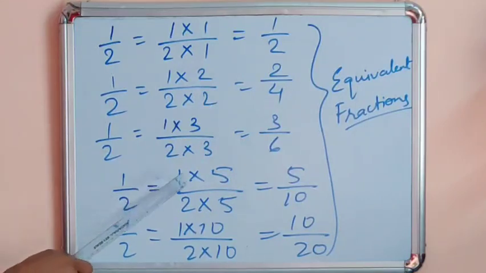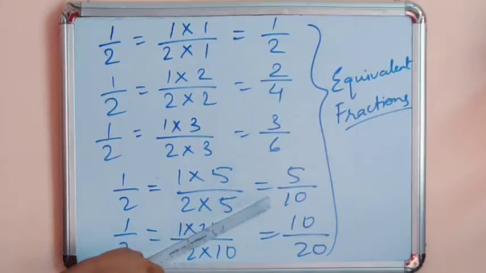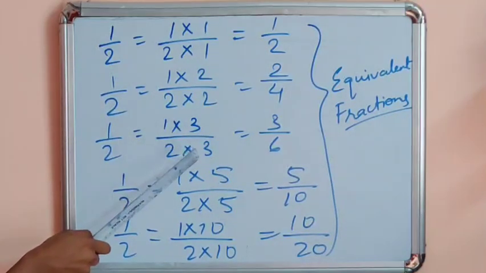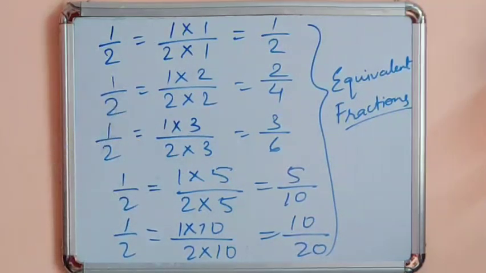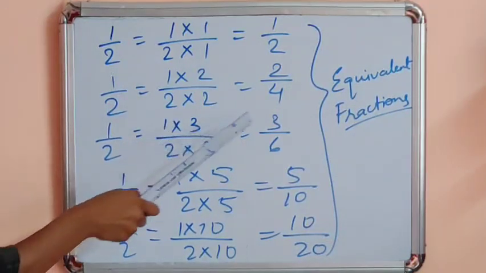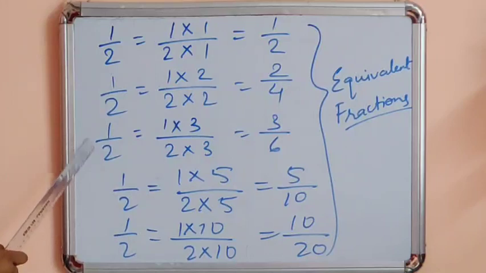If we multiply by 5, 1 into 5 by 2 into 5, we get 5 by 10. If we multiply by 10, 1 into 10 by 2 into 10, we get 10 by 20. So you can take any number, but the number should be the same in the numerator and the denominator. If you multiply with the same number in the numerator as well as the denominator, you will get the equivalent fraction of that fraction.